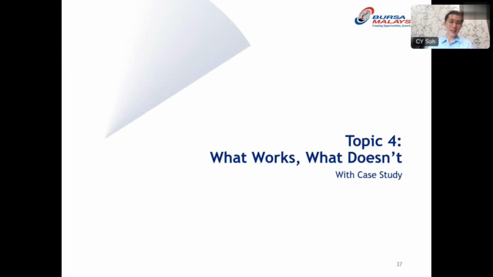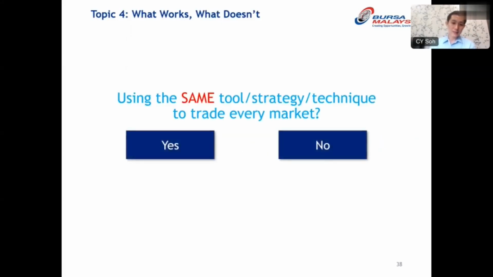So topic 3, I have already shared with you what works in the FCPO market. So the 6 rules, basic rules, definitely it applies in FCPO market. Now, here I'm also going to share with you what does not work in, at least in Malaysia, futures market. Now, before that, one question for you, before I share with you what works and what does not. Can you use the same tool or strategy or even technique to trade every single market or not?